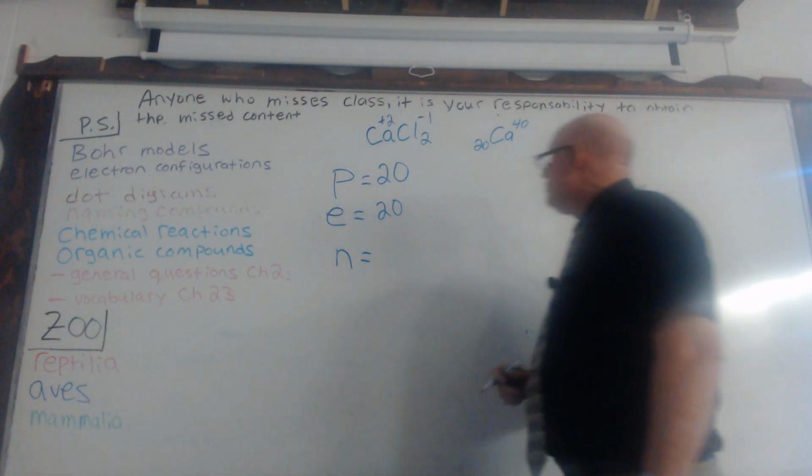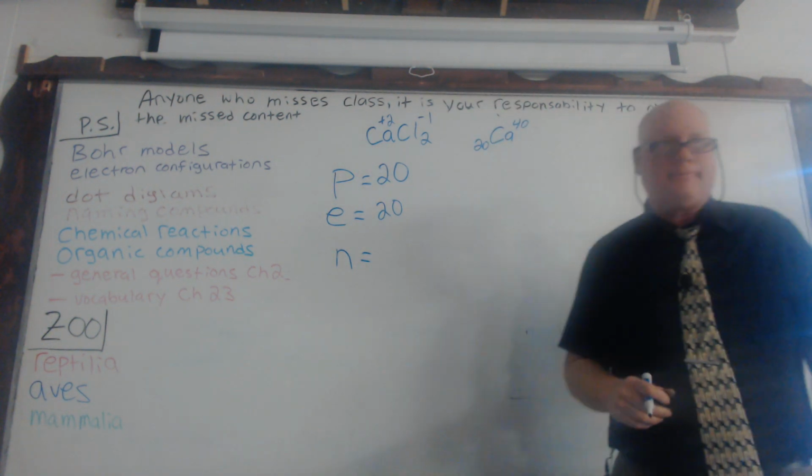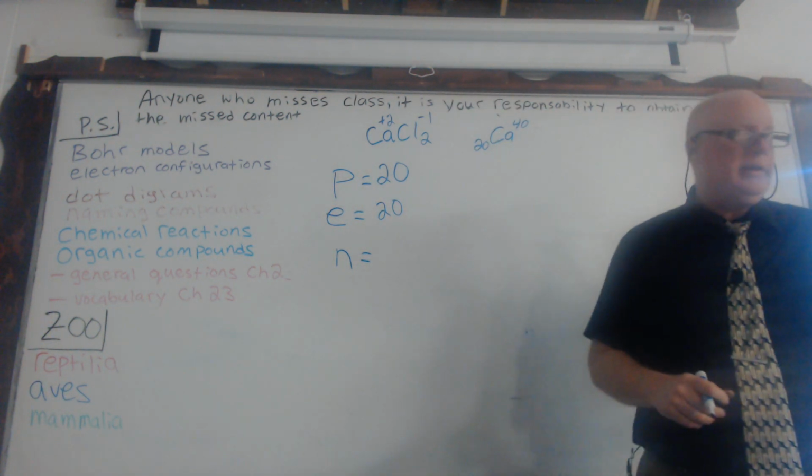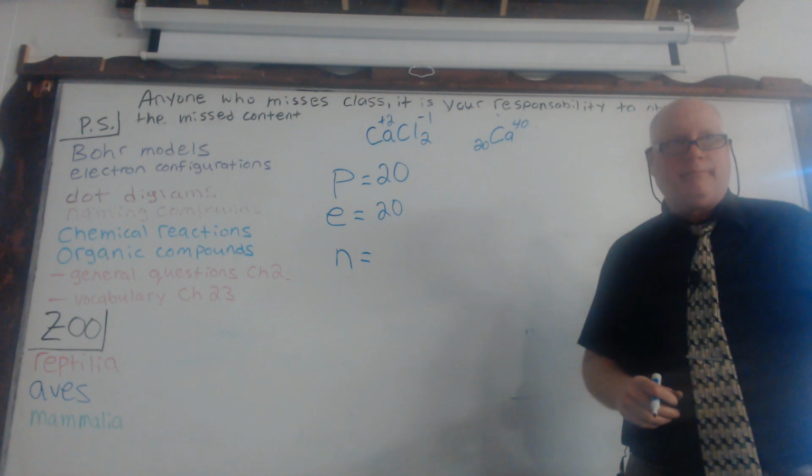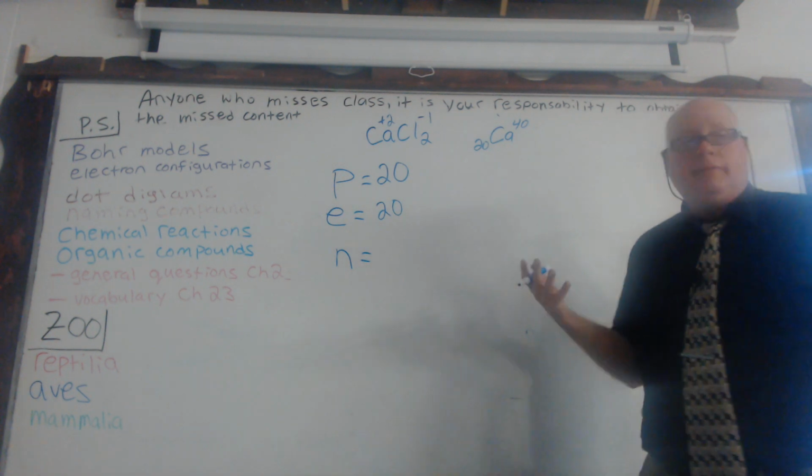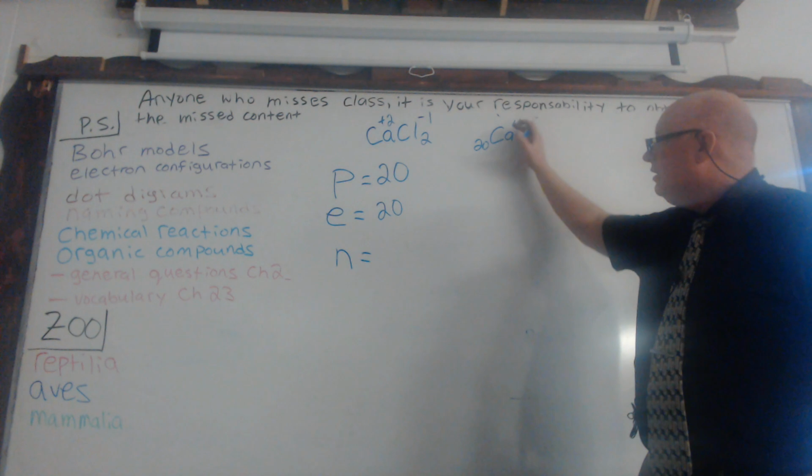So then your number of neutrons is what? And how would you get the number of neutrons? Because if we just say atom, we could say, is it 60 then?